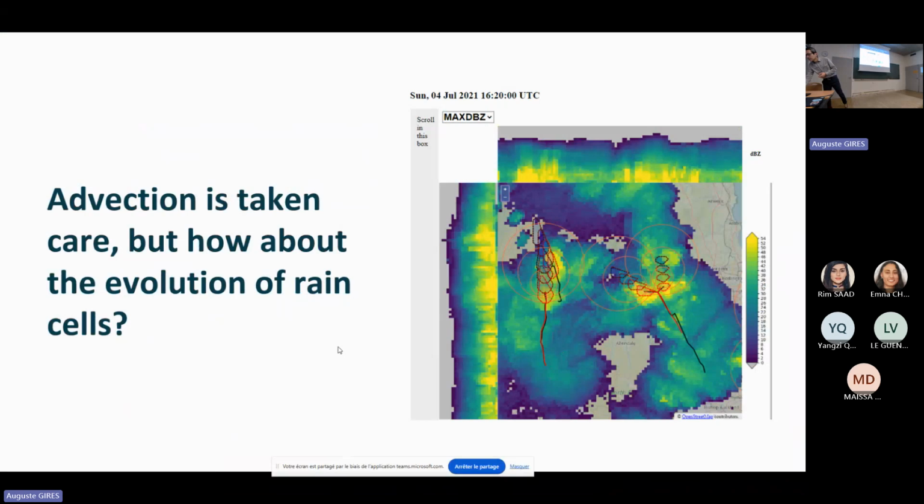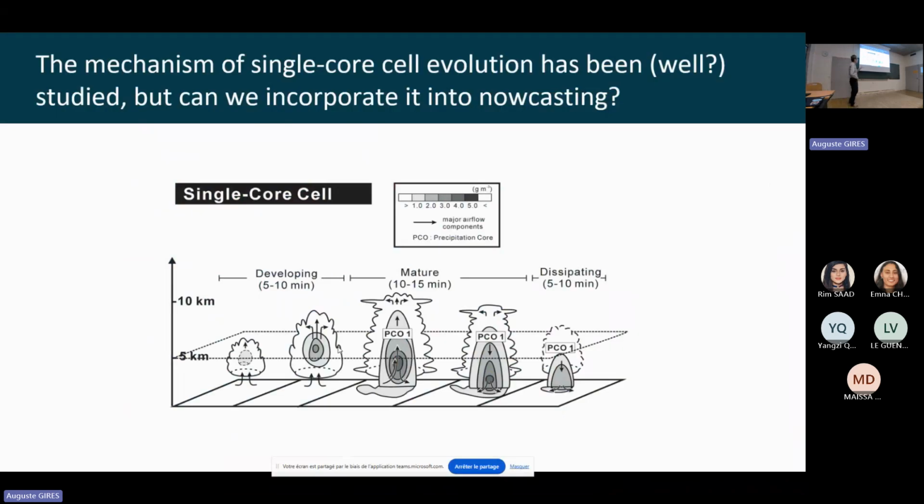Okay, so we are actually inspired by this work. They observed the physical process of how a single-core convective cell goes through its entire life cycle. You can see the whole life cycle of a convective cell is separated into three stages. The first one is called developing. Your cell starts to develop, and then it reaches the mature stage, and finally dissipating, it starts to die.